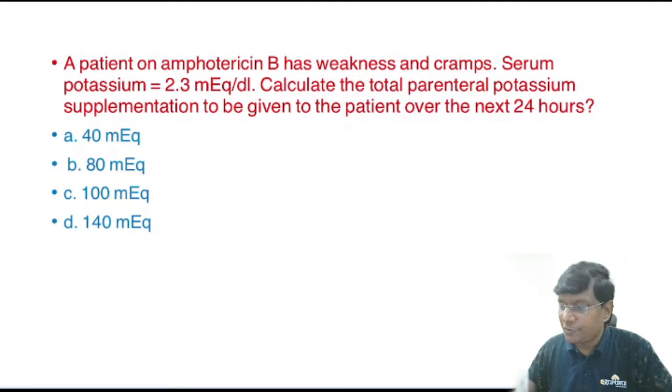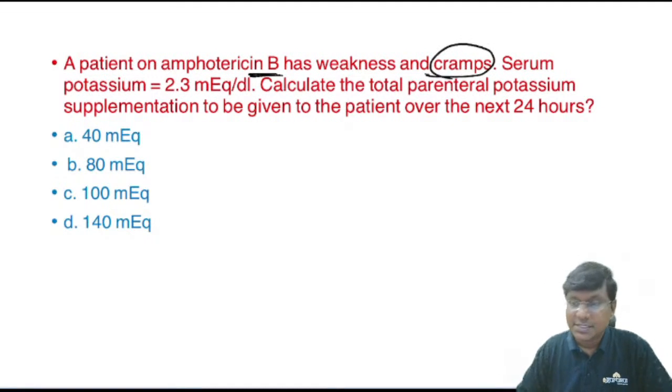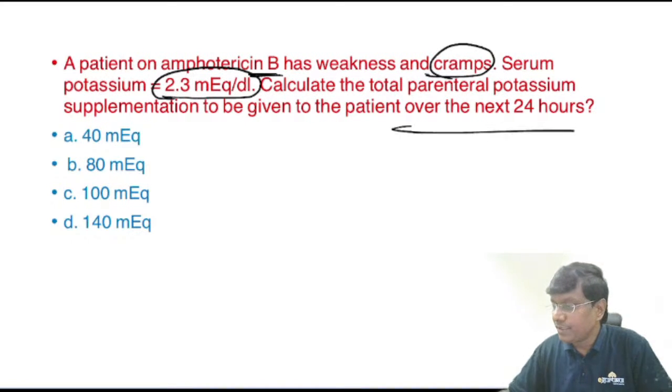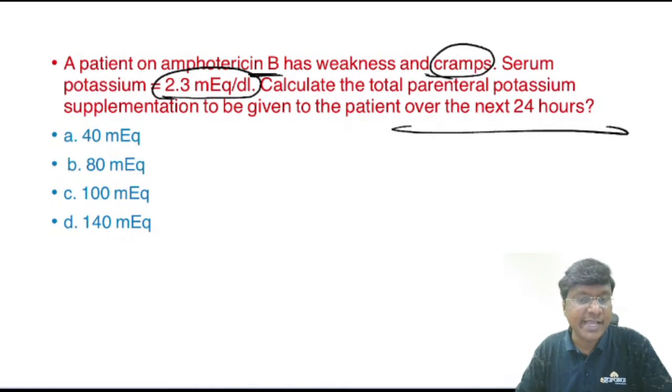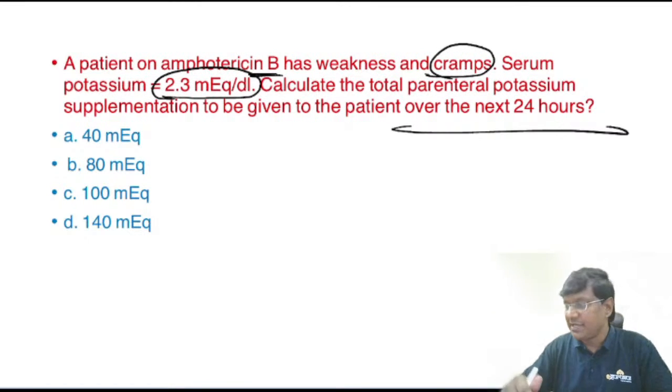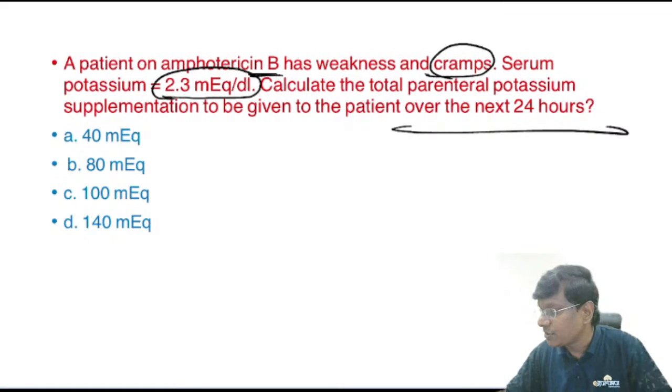A patient on amphotericin B has weakness as well as cramps. Serum potassium is 2.3 milliequivalents per liter, right? Calculate the total potassium supplementation to be given to the patient over the next 24 hours. 40 milliequivalents, 80 milliequivalents, 100 milliequivalents, 140 milliequivalents. So answer this question in the comment section. I will answer you back whether you are right or wrong.